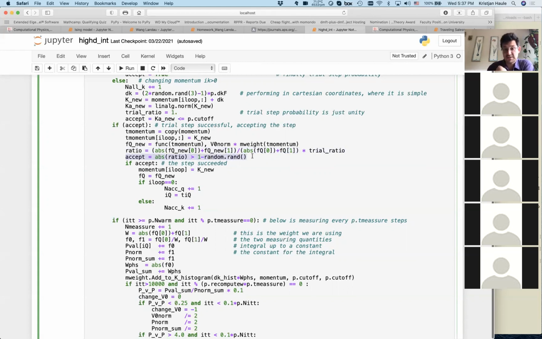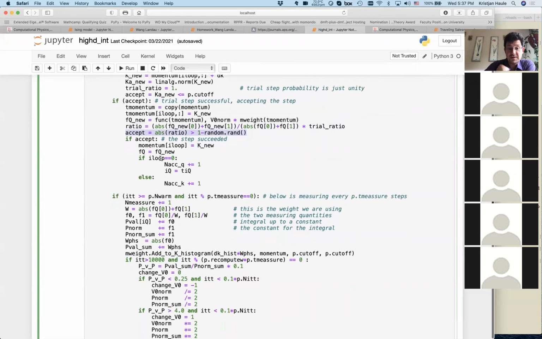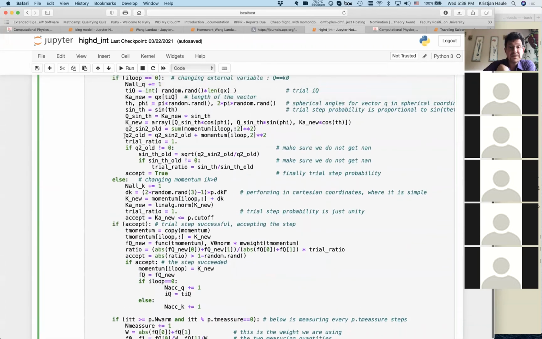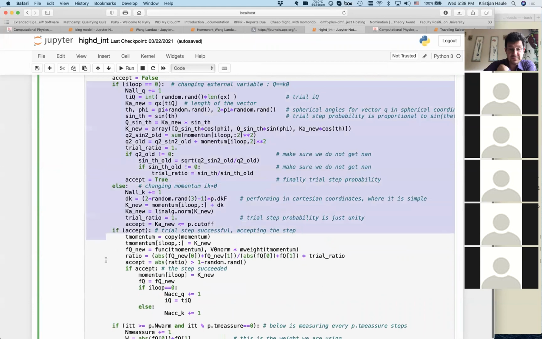And then we accept, just like what we did with the Ising model. We accept if this number is bigger than 1, or less than 1 compared to this random variable. If we accept, we update our x, or basically our momentum, and we update our value of the function. This other part has to do with measurement: we remember how many times we change one or the other. So I would say that this part, which has to do with trying the step or accepting the step, is basically the same as an Ising model. So not harder at all.